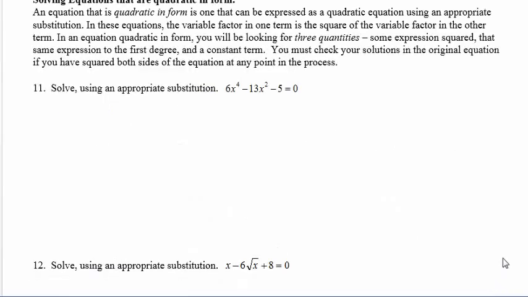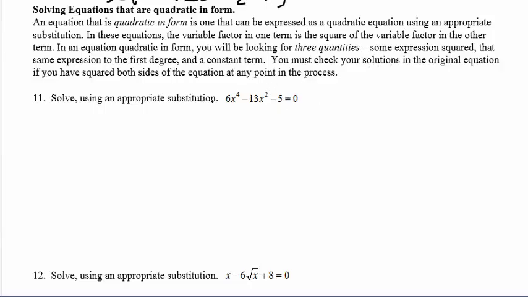So the last topic in this section is solving equations that are quadratic in form. Sometimes we have an equation that's not actually quadratic, like 6x to the fourth minus 13x squared minus 5 equals 0. That's not a second degree polynomial equation. It's a fourth degree polynomial equation.